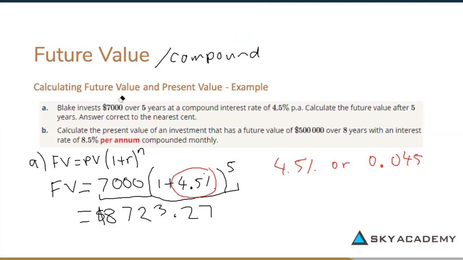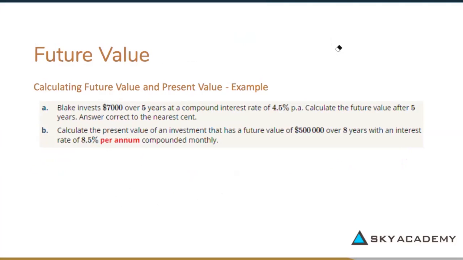Now let's have a look at question B. Calculate the present value of an investment that has a future value of $500,000 over 8 years with an interest rate of 8.5% per annum compounded monthly. So this question is going to be a little bit harder.